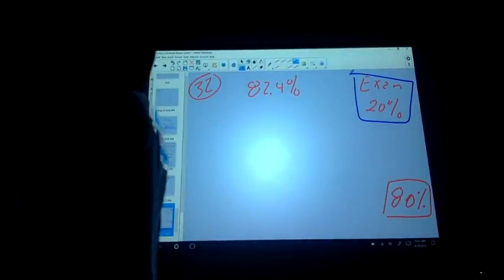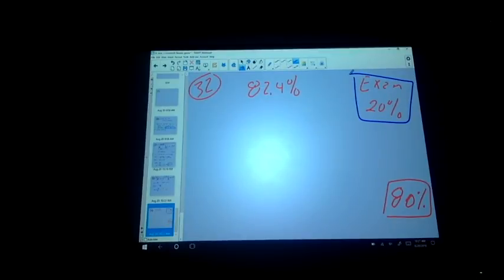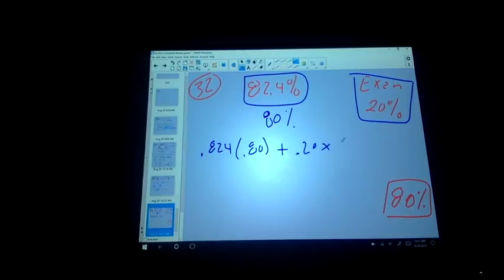All right. So the final exam is worth 20% of your overall grade, and your grade going into the final exam is this. What do all your semester work account for percentage-wise of your grade? 80%. Everyone feel good about that? Yes. All right, so we know that I'm going to go 0.824 times 0.80, that's the 80, plus, I don't know what the final exam is, but I know that it's 20%. And we want to make it equal 80%, which is 0.80.